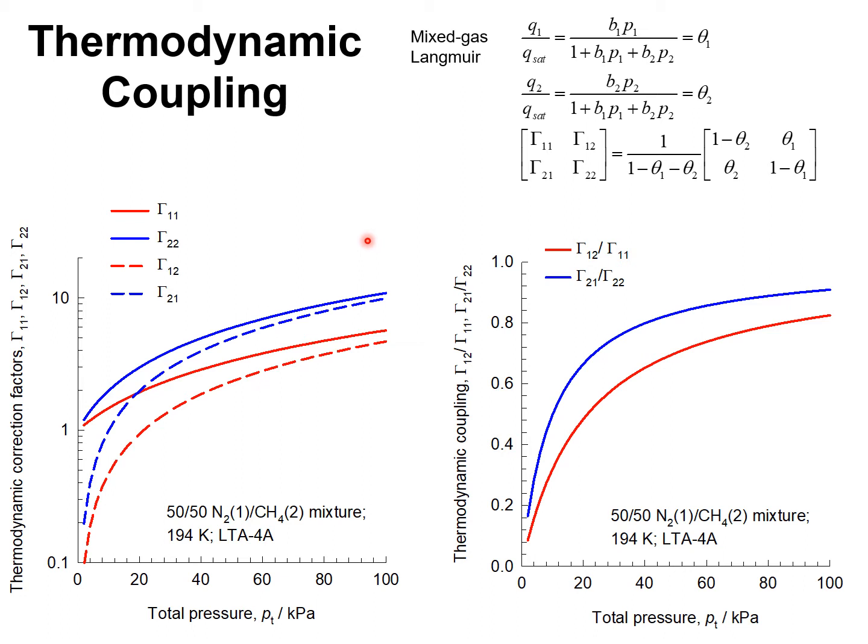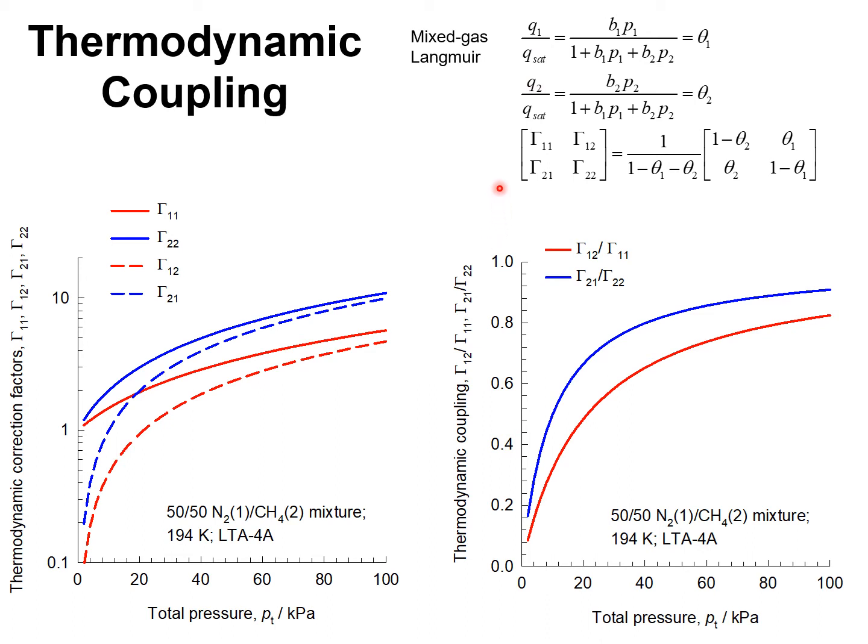Based on the single site unary isotherm fits for nitrogen and methane in LTA-4A zeolite, we can apply the mixed gas Langmuir model to describe a mixture adsorption equilibrium. The component loadings for 1 and 2, nitrogen and methane, are described in the mixed gas Langmuir by this expression, where we define theta 1 as the fractional occupancy of nitrogen, and theta 2 as the fractional occupancy of methane, where the fractional occupancies are the component loadings divided by the saturation capacity, which is 3.6 for both guest molecules.